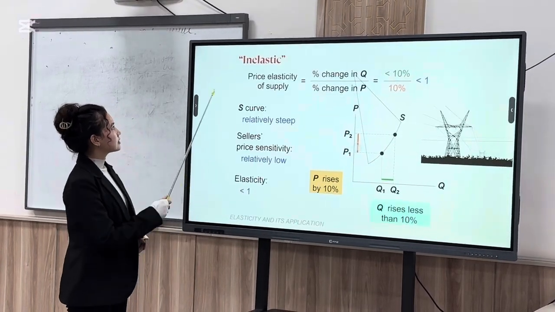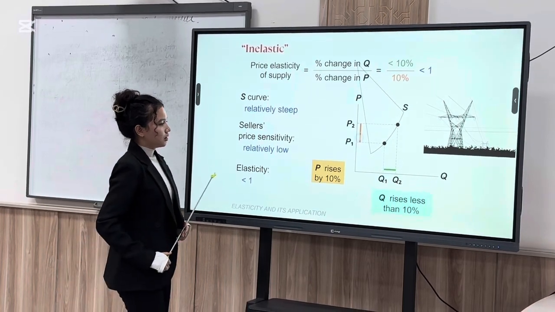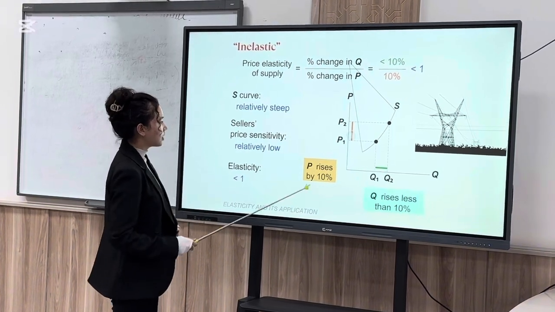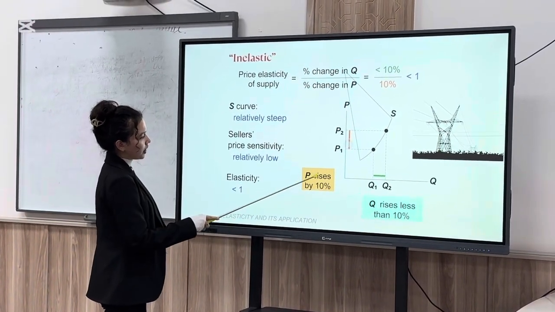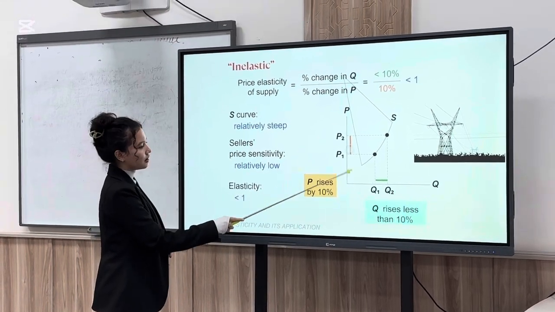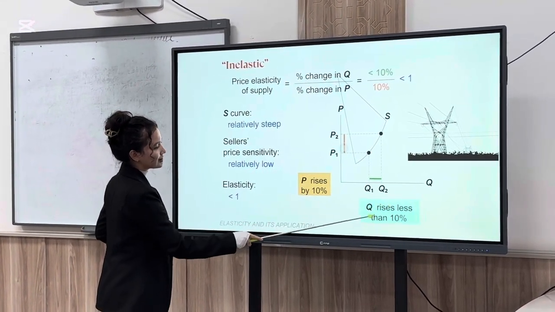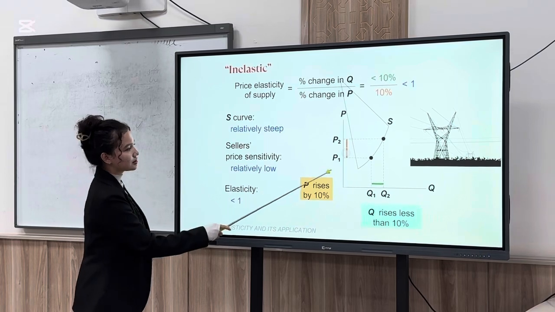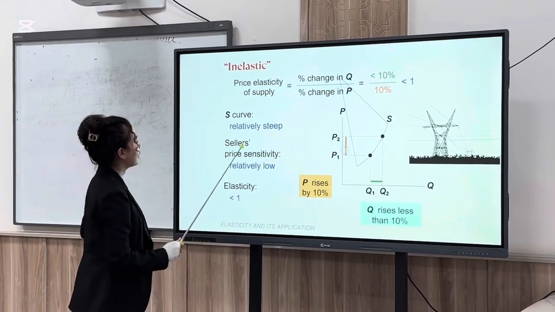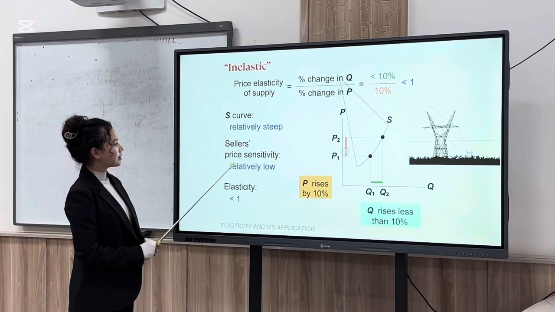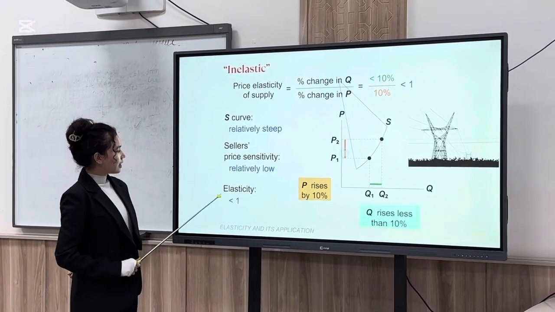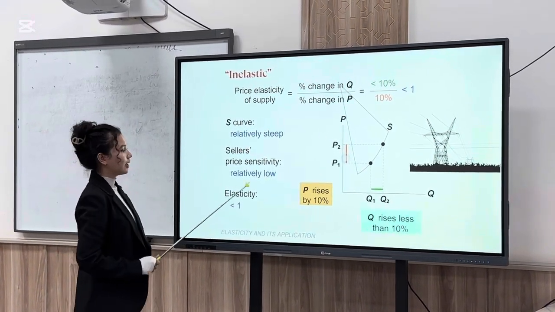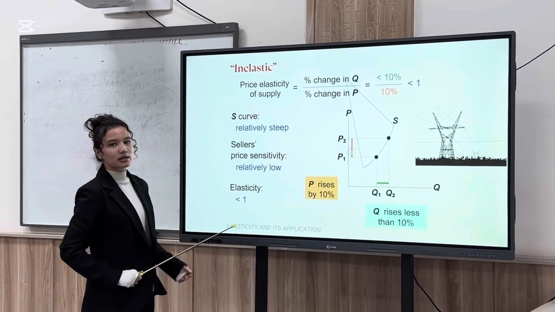The next one is inelastic supply. In inelastic supply, we can take electricity as an example. As you can see here, price rises by 10% and quantity supplied rises less than 10%. It means that the supply curve is relatively steep. There is a supply curve, and the seller's price sensitivity is relatively low. As a result, elasticity of electricity is smaller than 1, and it is inelastic supply.